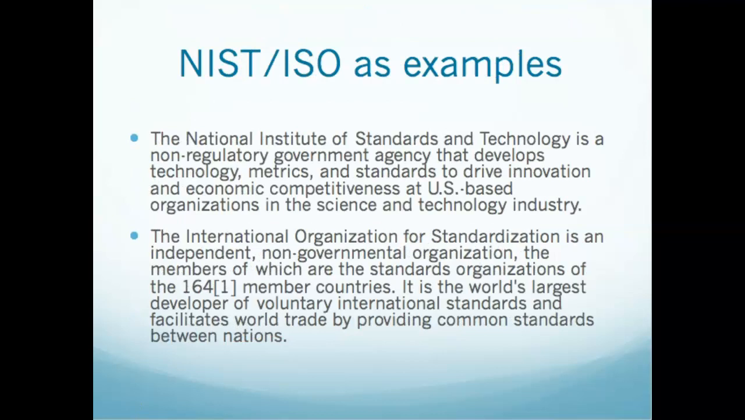So some examples of some standards. The National Institute of Standards and Technology, NIST, it's a non-regulatory government agency. So they can't make administrative law, they can't make regulations. But they develop metrics and standards to help drive innovation in the US, right? If our innovations, if our inventors, if the people who are making products all do them to a higher standard, it is better for our economy. Those products have more value around the world.